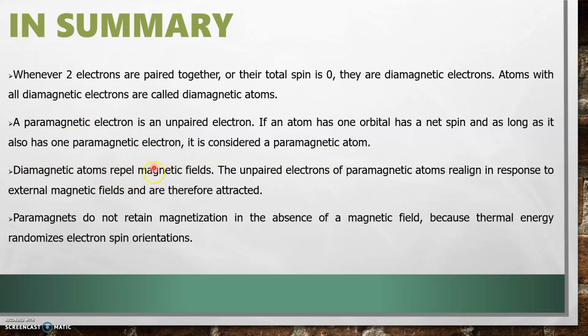Diamagnetic atoms are repelled in a magnetic field, and the unpaired electrons of paramagnetic atoms align in response to the magnetic field and so are attracted. Also, paramagnets do not retain magnetization in absence of magnetic field because the thermal energy present randomizes their electron spin and takes them to their initial condition.